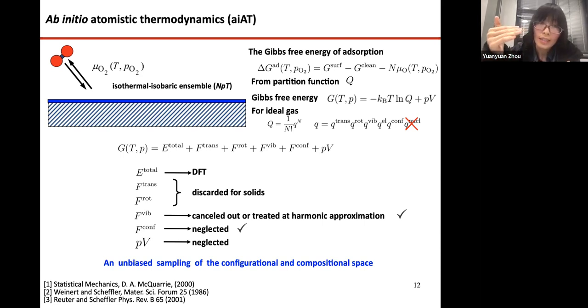Of course, this is not a problem of ab initio thermodynamics itself. This is how we practically do this kind of calculation. We neglect these terms based on these approximations, but here we want to be free from these two approximations. We need an unbiased sampling of the configurational and compositional space.